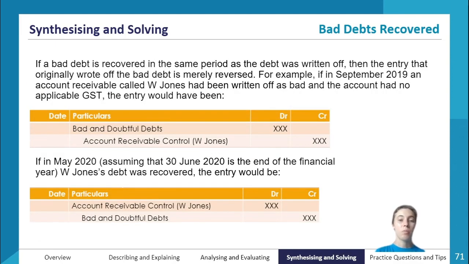Now, if a bad debt is recovered in the same period, it would be a different process. The entry that originally wrote off the bad debt would just be reversed. So if in 2019 an accounts receivable called W. Jones had been written off as bad and the account had no GST, then the entry would have been what's on the screen there. And then if in that same period, so May 2020, if you assume that the 30th of June is the end of the period, the debt was recovered, then the entry would just be the exact opposite of the previous one.